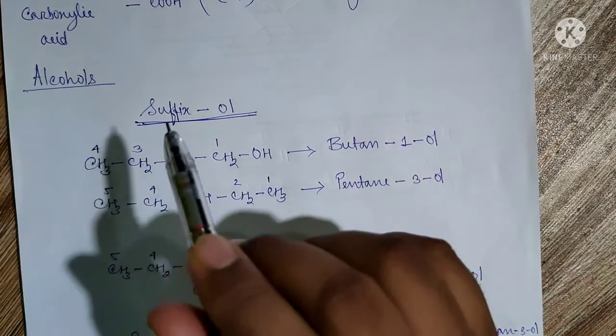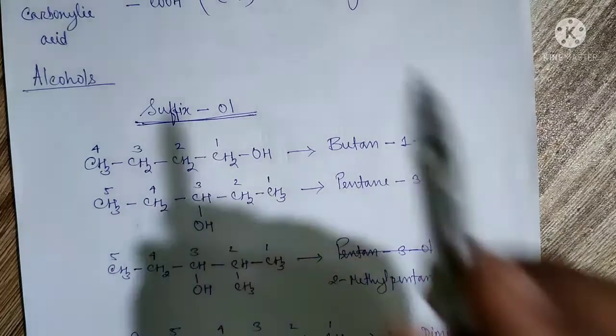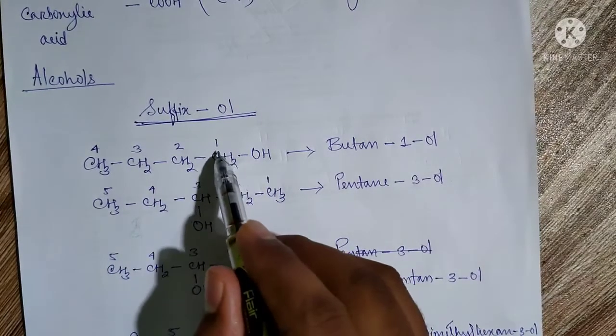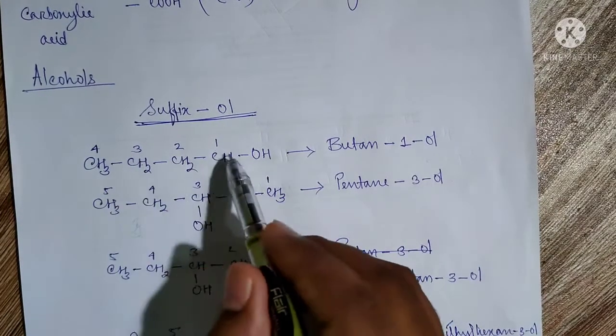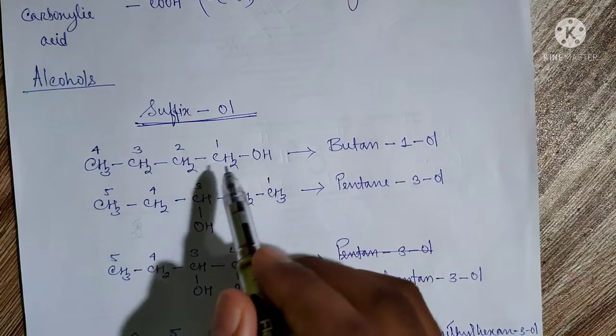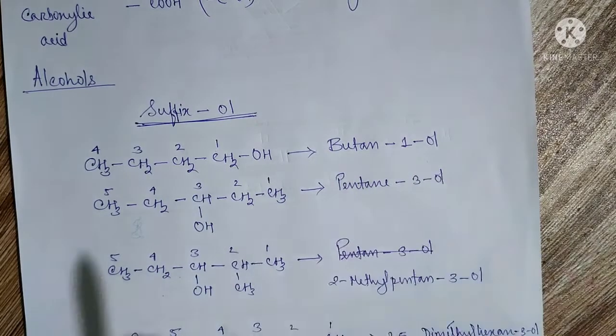So in this compound we'll count from this side, because if we count from this side then only the OH group gets the lowest position, so it is butan-1-ol.